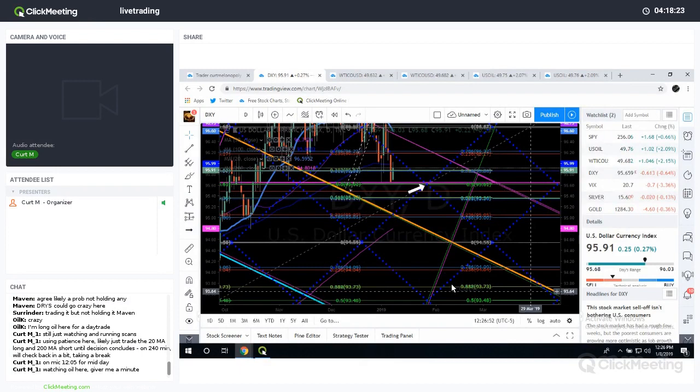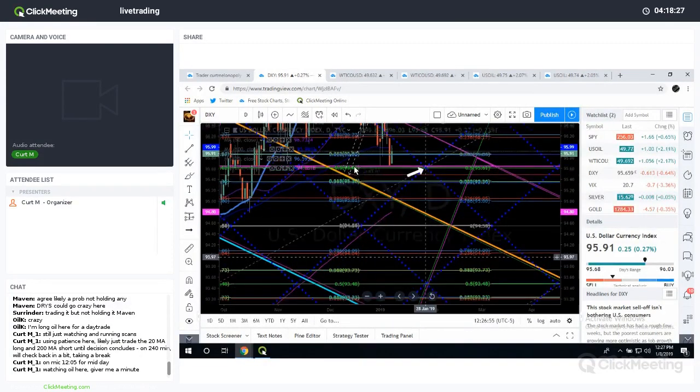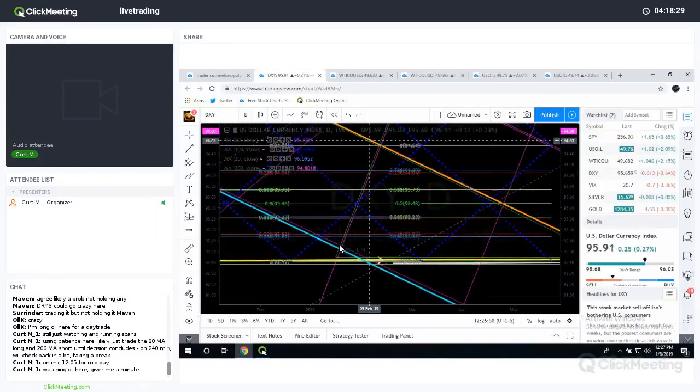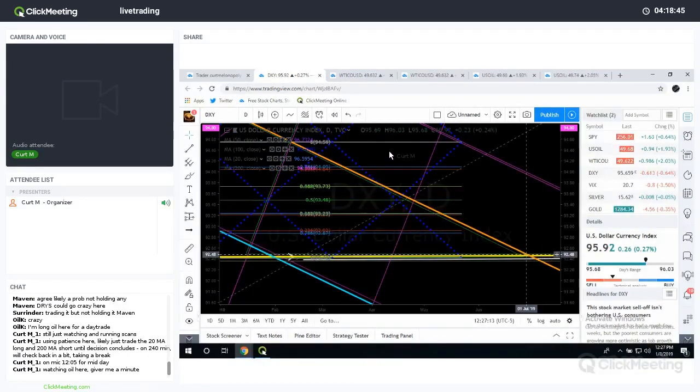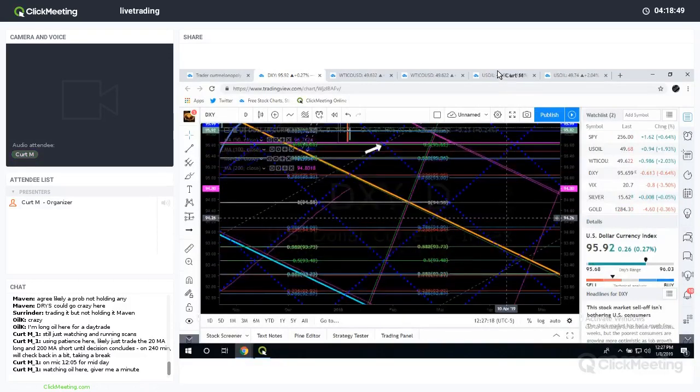And then this orange line here becomes its resistance. So every time it gets back up to it, we'll just short it down until it gets its bounce. It should follow this trajectory between this orange line and this blue line down into here. Should consolidate down in this triangle here. So its target would be June 28th. Call it July 1st, 92.48.